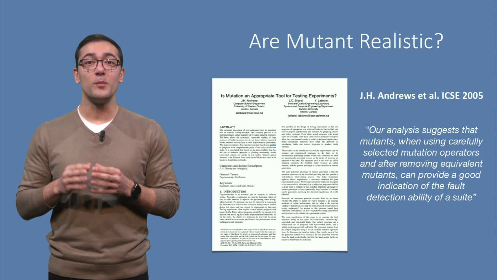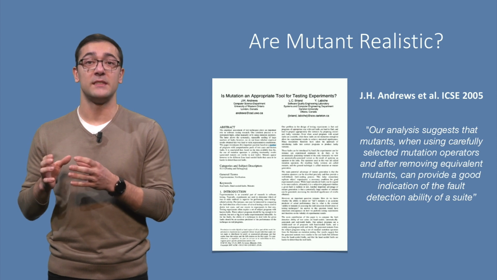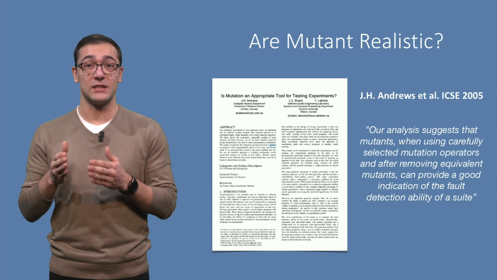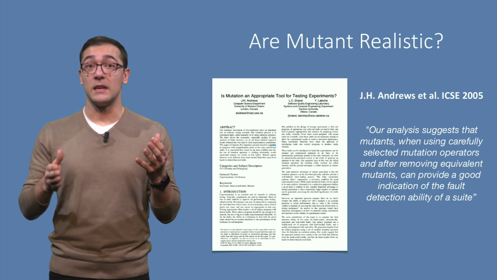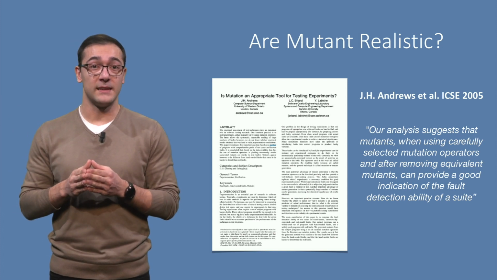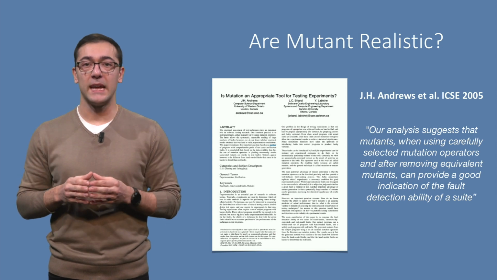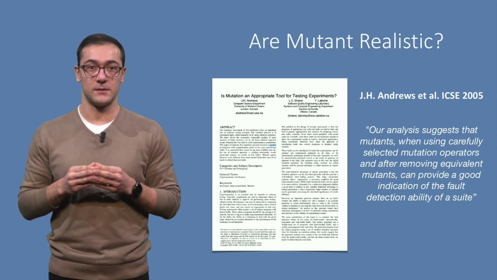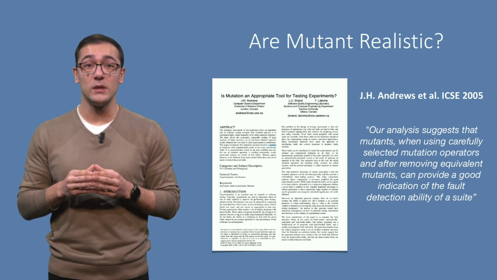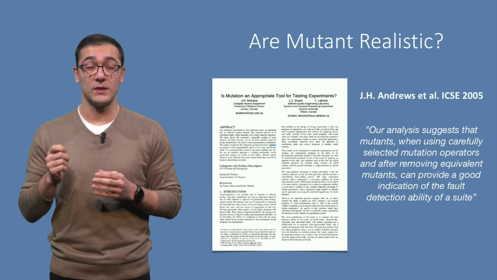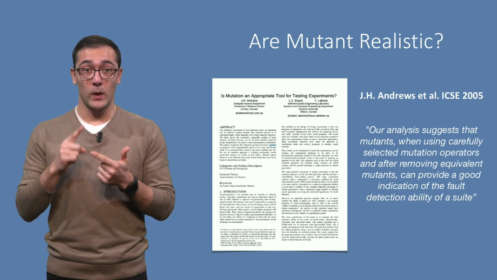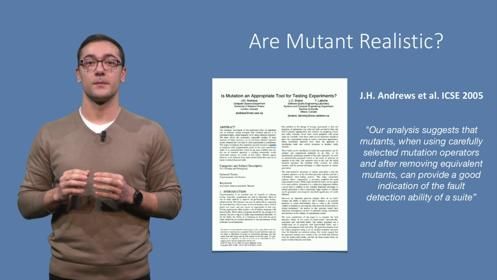At this stage, you may ask yourself whether mutation testing is useful in practice. For example, we may question whether the test suite that kills more mutants can indeed detect more real faults. There are many research studies done in software engineering trying to shed some light on these aspects. All existing studies show that mutants could provide a good indication of fault detection ability of a test suite when the mutant operators are carefully selected and when equivalent mutants are removed.